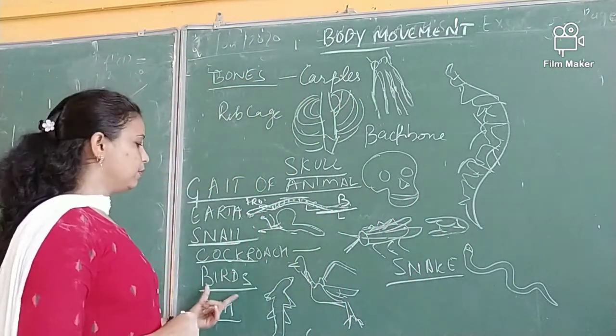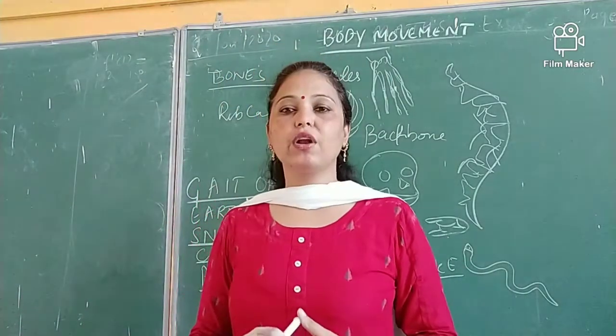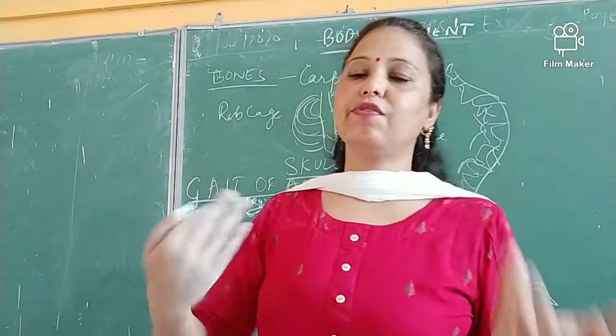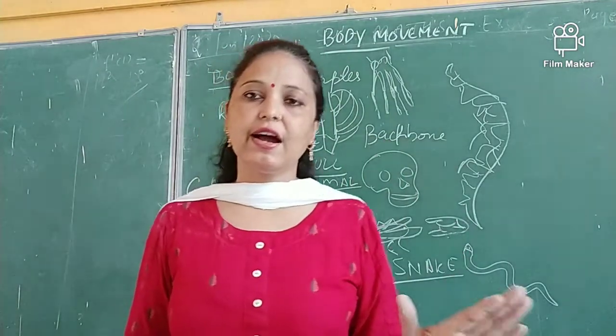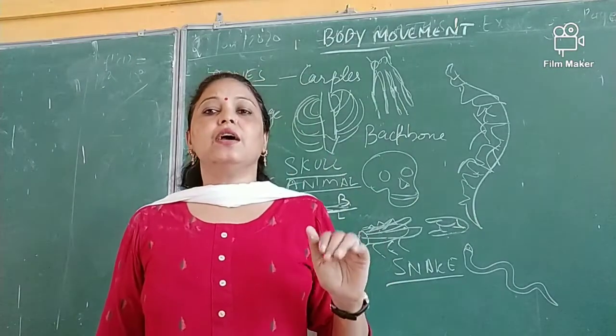Next is the birds. All of you have seen the birds. Birds have 2 pairs of limbs. The forelimbs, like we have forelimbs, the birds also have forelimbs, but they are modified into wings so that they can easily fly. And their hind limbs help them to sit or perch on the tree.